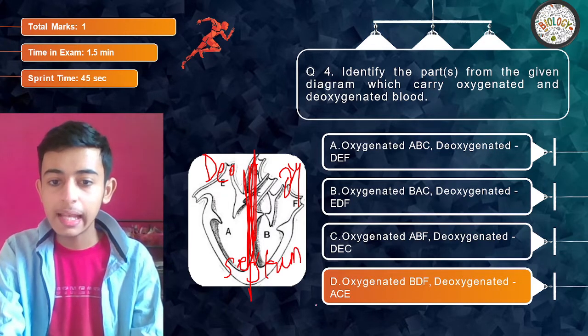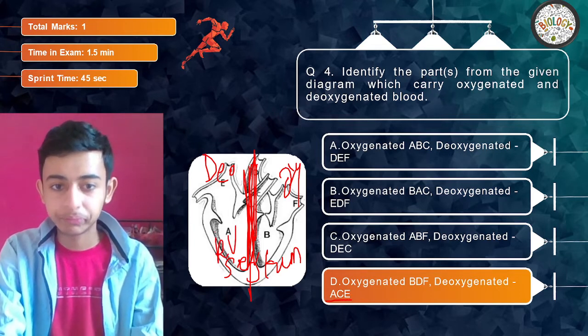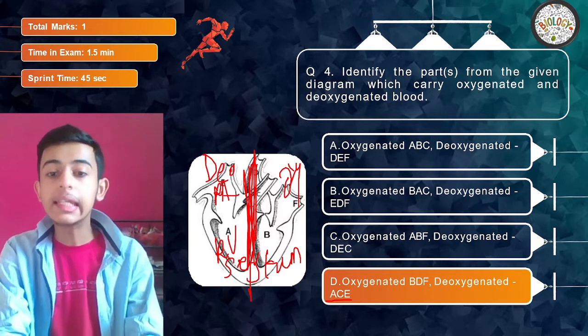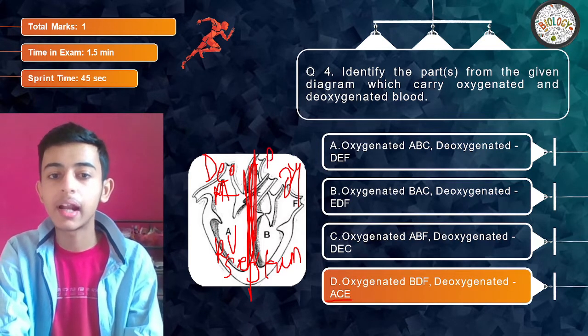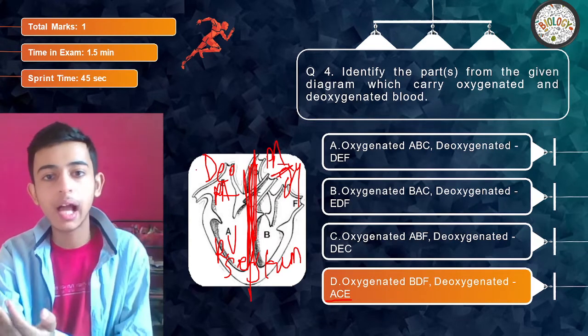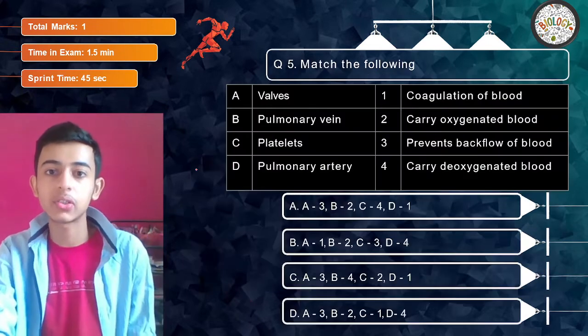Clear? And ACE, you know, A is right ventricle. Then E is right atrium, and C is pulmonary artery, the only artery which carries deoxygenated blood away from the heart to the lungs. I hope this is the summary of your double circulation.